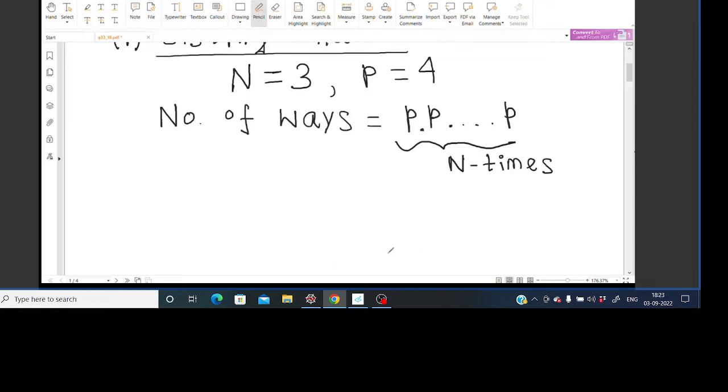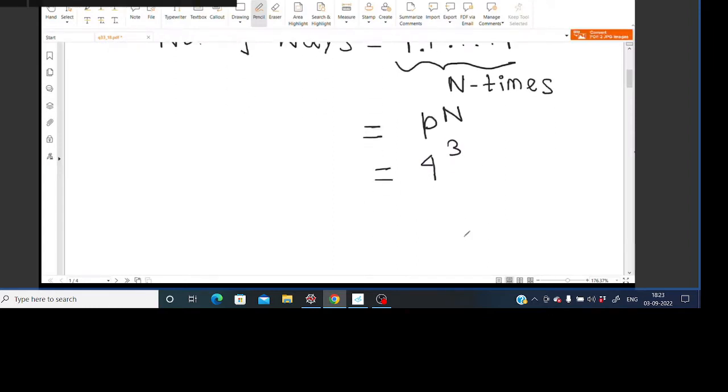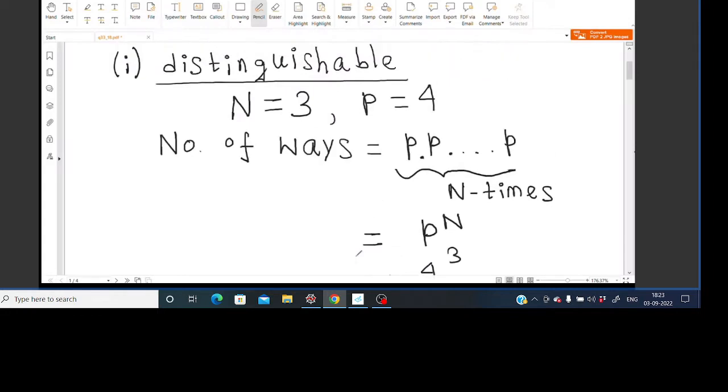So the number of ways n particles can be distributed in p non-degenerate energy levels is p to the power n. Here p is 4 and n is 3, so the answer is 4 to the power 3, which is equal to 64. So if the particles are distinguishable, then the number of ways they can be distributed is 64.